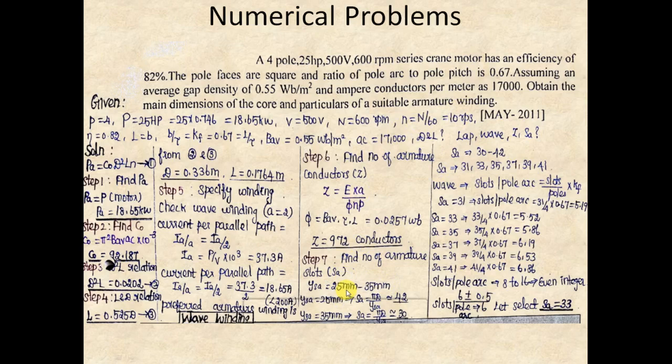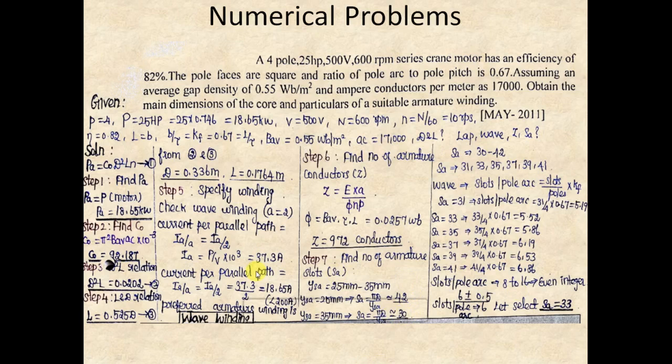For that we will be seeing the guideline. The first guideline is that the value of slot pitch has to lie between 25 and 35, from which we can say that the number of armature slots lies between 30 and 42.